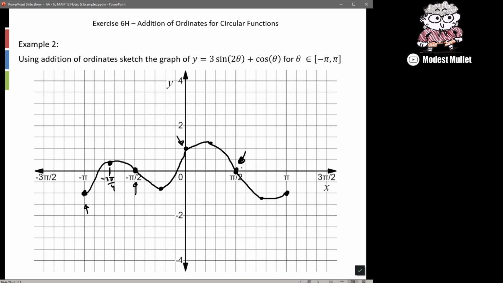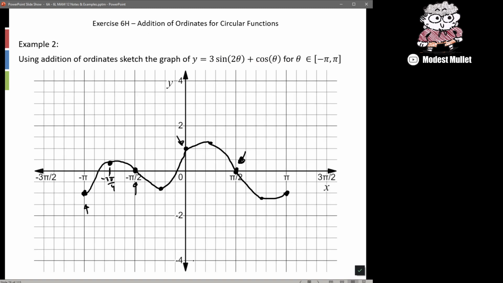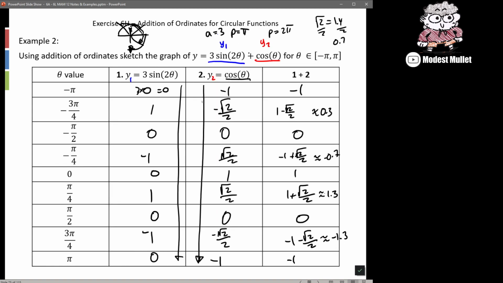That's it. 6H, nice and short, 13 minutes. Glad it's a little bit shorter. The hardest bit is just tedious work, working through repetition, addition of ordinates. This idea of applying one function on top of another can also work not just for circular functions. We could have done this exact same thing for 3 sine 2 theta plus e to the x. You'd have to make a table of values for 3 sine 2 theta on top, but this one would be e to the x.